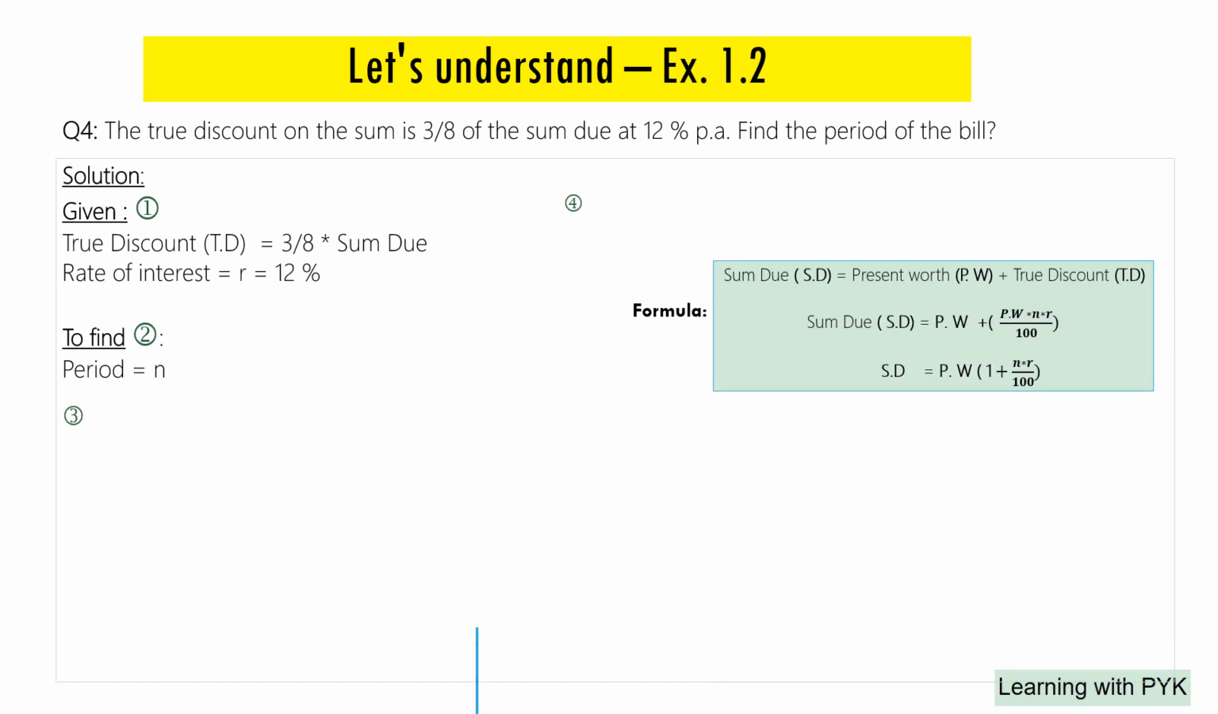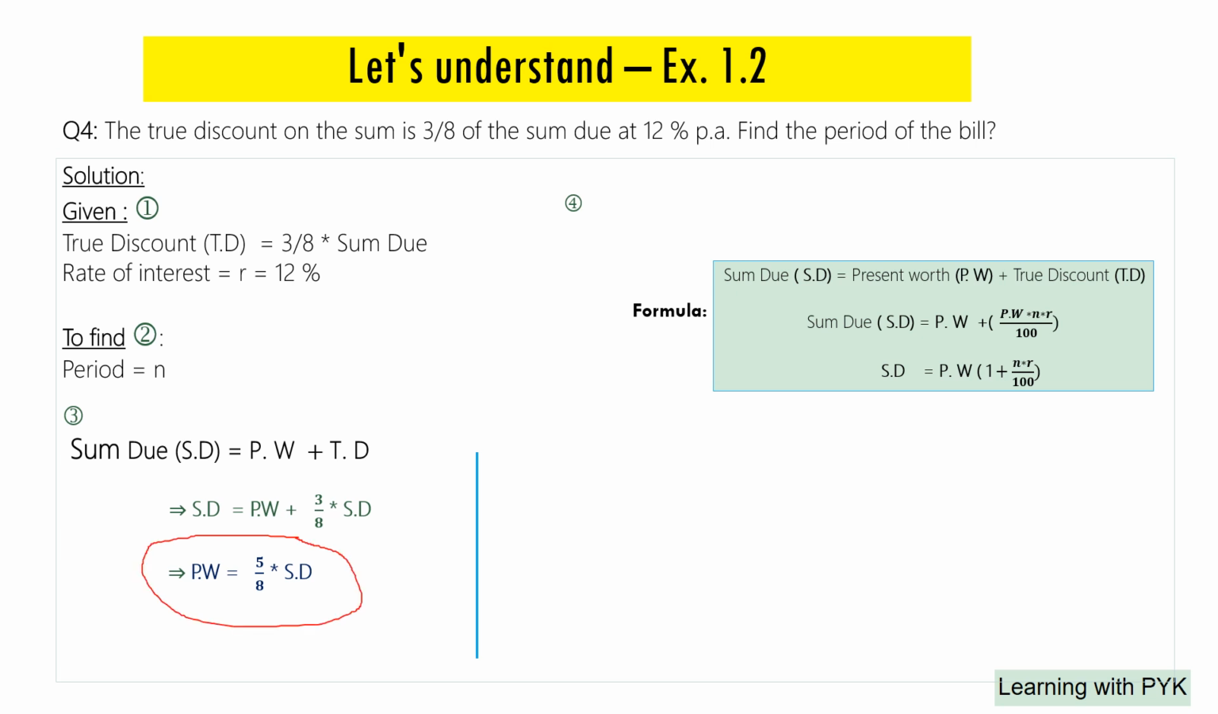Formula. Now substituting in the formula, sum due is present worth plus true discount. Now let the sum due be SD itself. So it becomes sum due equals present worth plus 3 by 8 of sum due. Now solving, we get present worth is 5 by 8 times the sum due.